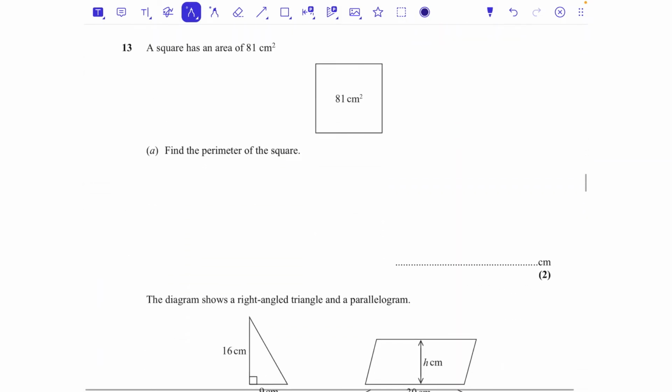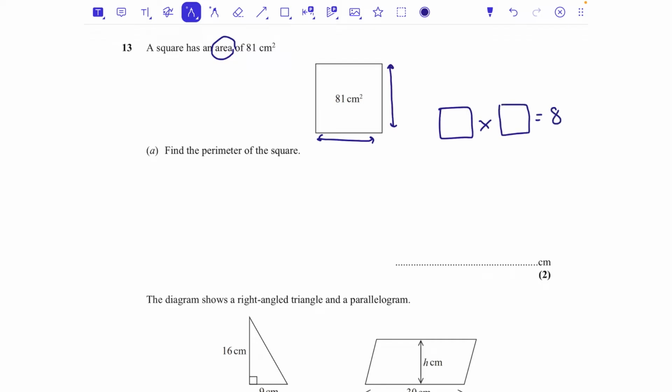Question number 13. A square has an area of 81 centimetres squared. Find the perimeter of the square. Now, to work out the area, we know that it's base times height. But because it's a square, both of those values must be the same. So something times something is 81, but both these numbers need to be the same. The square root of 81 will give you that value. That is 9. 9 times 9 is 81. So it must have a width of 9 and a height of 9. And therefore this side is 9 as well, and this side is 9 as well.